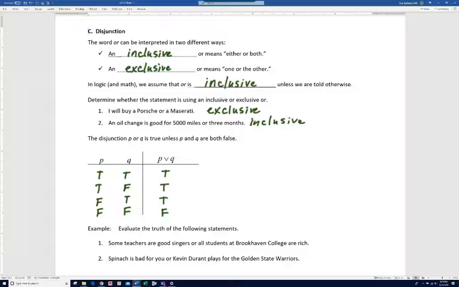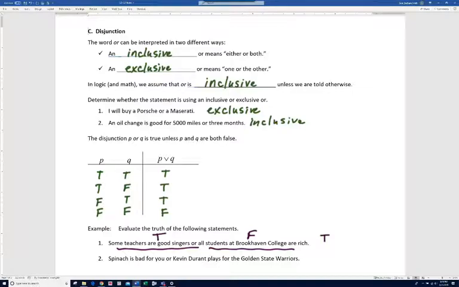Evaluate the truth of the following statements. Some teachers are good singers. Well, that's true. Or all students at Brookhaven College are rich. Well, we've discussed this before. We know that's false. And so with an or statement, only one of them has to be true in order for the statement to be true, so this would be true.